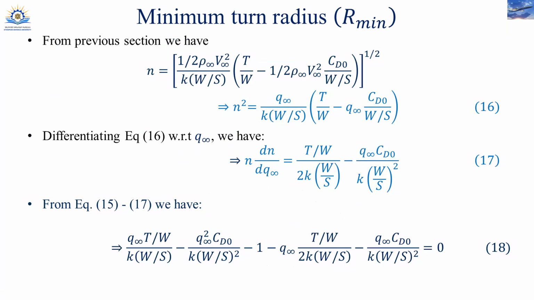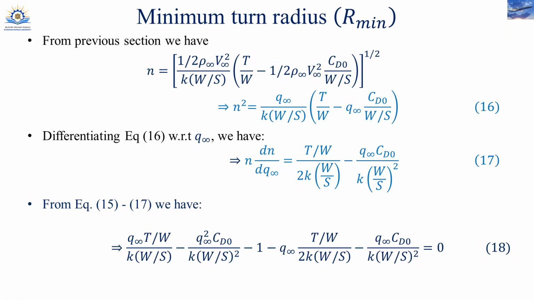Then differentiate that equation number 16, the n square equation, with respect to Q. What you can get is n times dn over dq, which equals thrust over weight over 2K times wing loading minus Q C_D0 over K wing loading square. This is the final result of the differentiation of equation 16.